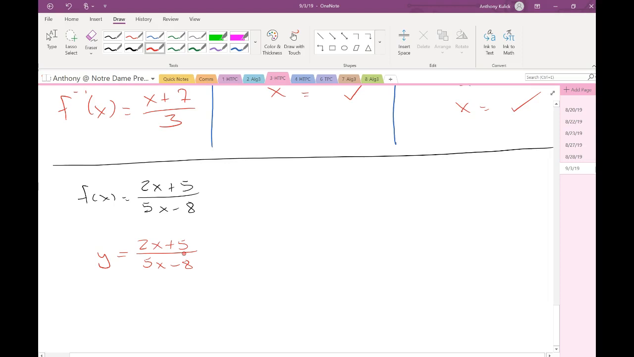Also equivalent to saying that, you could say cross multiply is doing the same thing, right? Really what you have here is a proportion, so you could cross multiply. Either way, you're doing the same thing, so no big deal what verb you'd like to use. So we multiply both sides by the denominator, that's the 5x minus 8. I get y times (5x minus 8), and then 2x plus 5. Is everybody okay with that part?